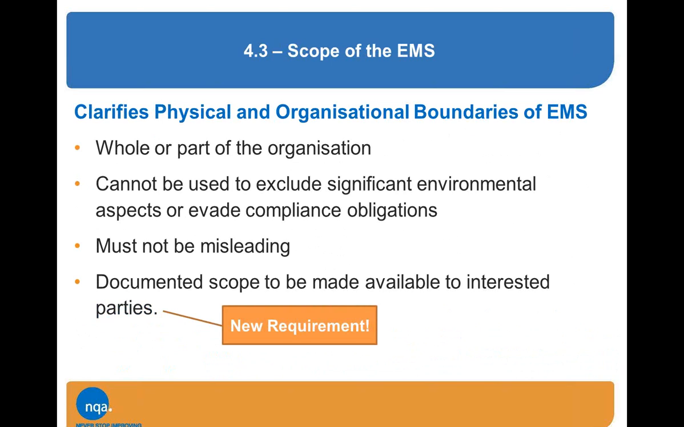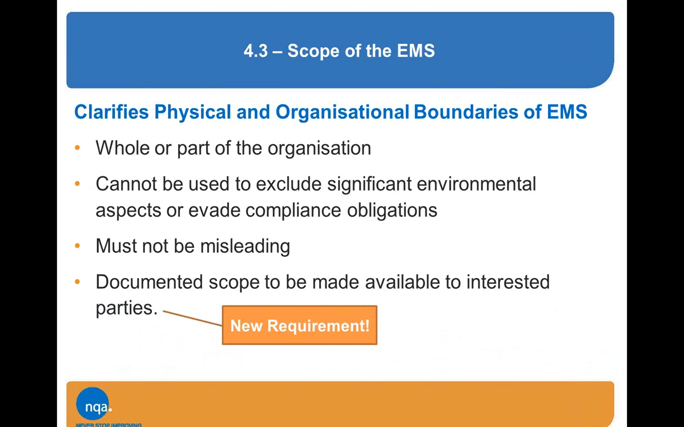So it will start off with the wording of the scope. So it will say, we as XYZ PLC, with the scope, manufacture of whatever it is at our site in Manchester, have the following environmental policy. So that's one way of showing it.